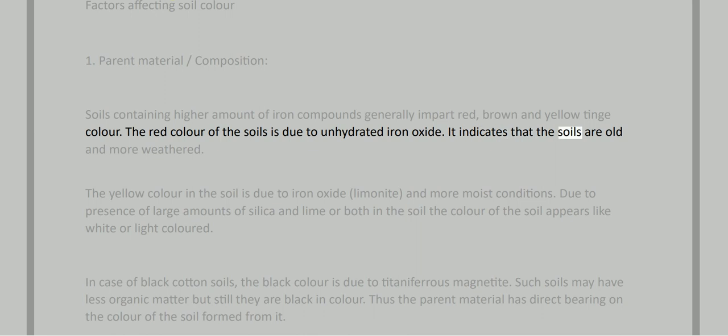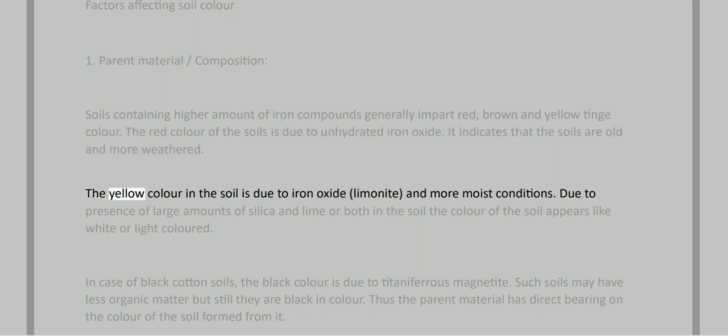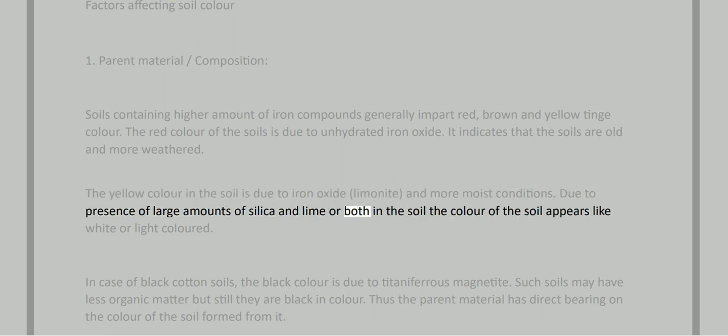It indicates that the soils are old and more weathered. The yellow color in the soil is due to iron oxide, limonite, and more moist conditions. Due to presence of large amounts of silica and lime or both in the soil, the color of the soil appears white or light colored.